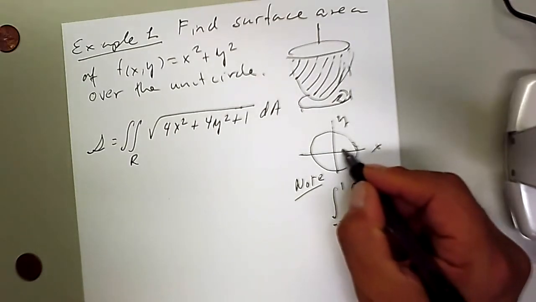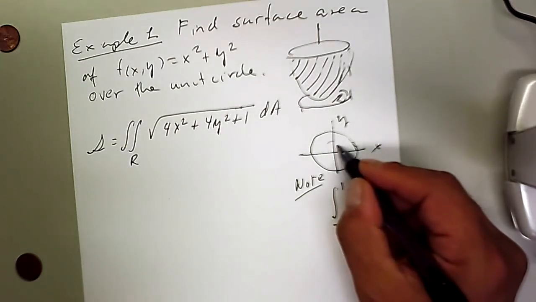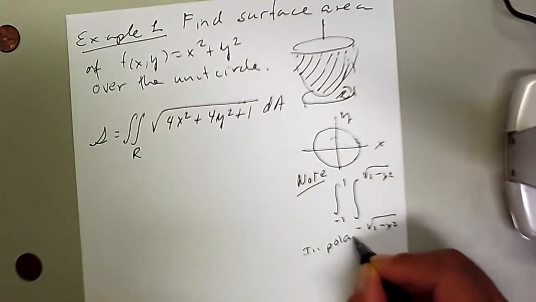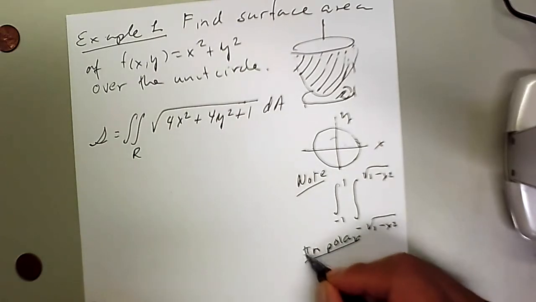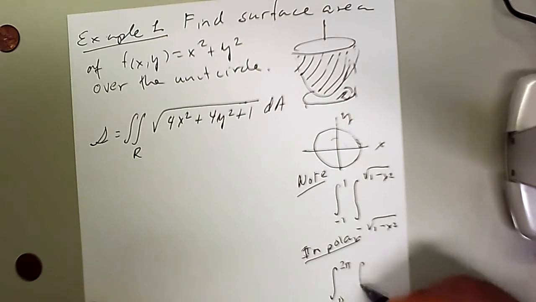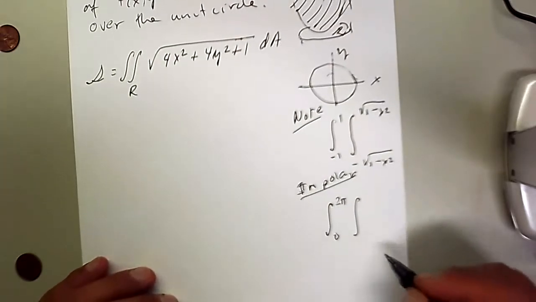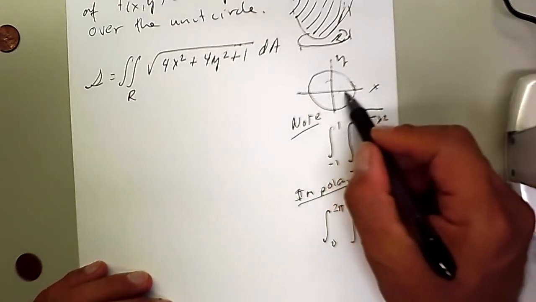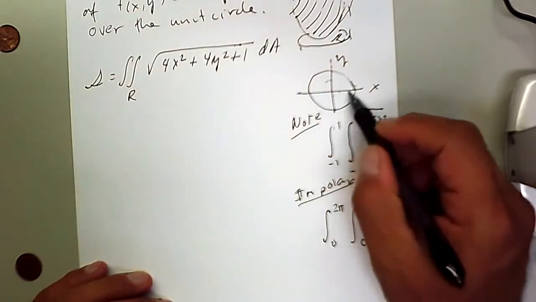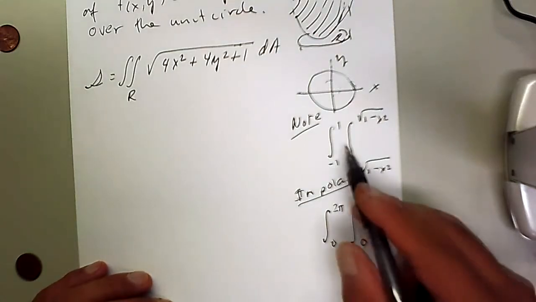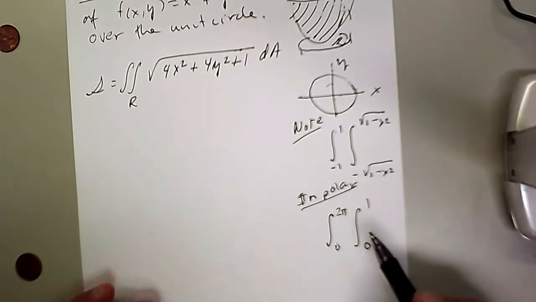Theta would go all the way around from 0 to 2 pi. So in polar, we would end up with theta going from 0 to 2 pi and r going from 0 to 1, because r just goes from 0 to 1 in any direction, and all directions are going from 0 to 2 pi. So we got solid, nice numbers, which causes this to be a rectangle.